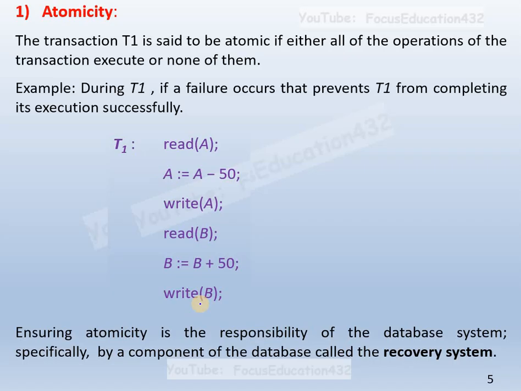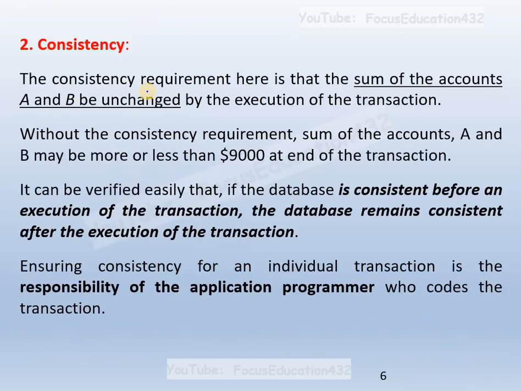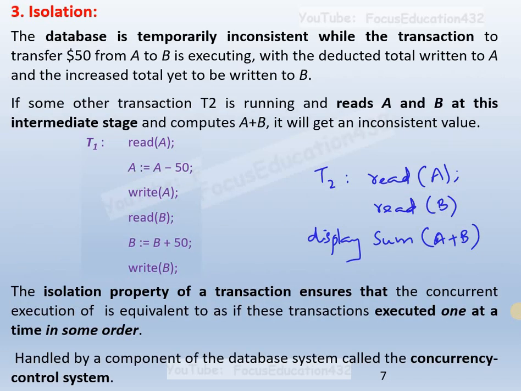Now, whatever I have explained, the detailed notes is given here. Atomicity means it is the job of the recovery subsystem. There are several components in the database system. Database system is a software, right? It has many subcomponents or subsystems available. So it is the job of the recovery system to ensure atomicity, right? Secondly, we have consistency. It is the job of the application programmer to ensure that the correct values are shown to the database. Isolation means it is the job of the concurrency control system.